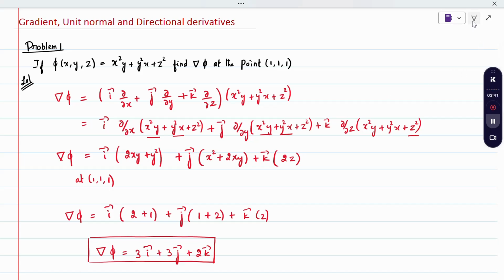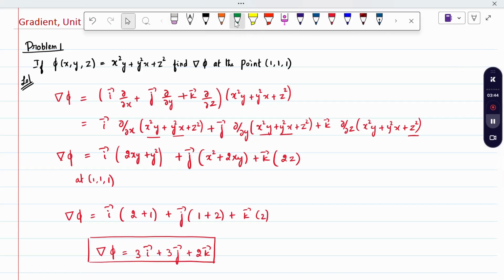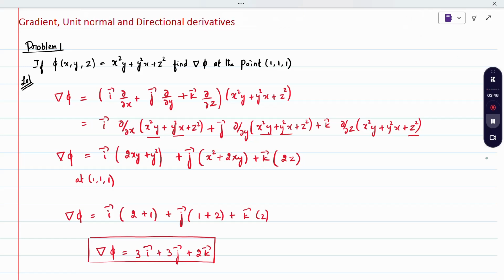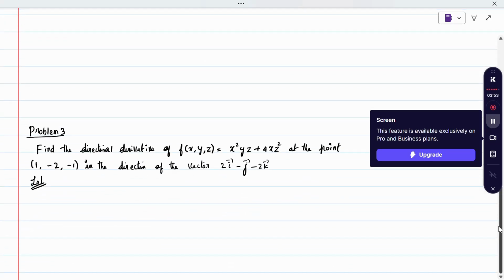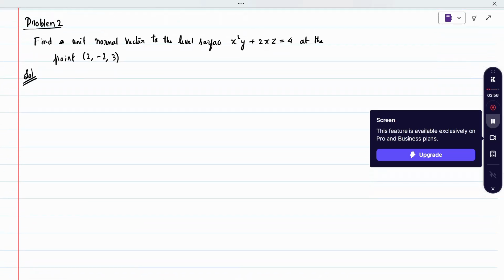Second problem, I'll change the color. What is my second question? My second question is: find the unit normal vector to the level surface at a point given. Unit normal vector we have already studied in my first video, the formula video. You check in the formula video. The formula I have already given.